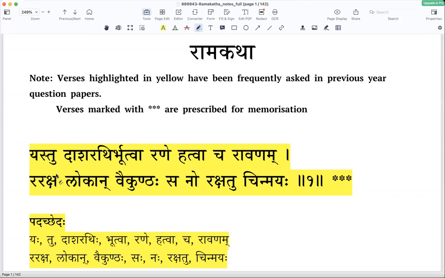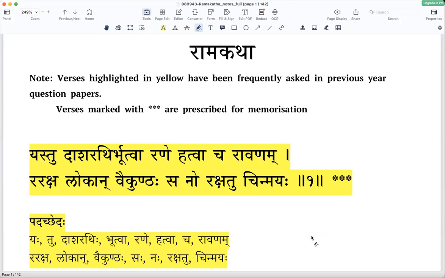Yastu dasharathir bhutva ranehatva charavanam raraksha lokan vaikuntah sano rakshatu chinmayah. So all of these shlokas are in Anushtup chandas, which is a very common chandas that you will find in Mahabharatam, Ramayanam, even Gita. Many shlokas will be there in Anushtup chandas. So it's a very simple meter. So we don't need to go into the meter lakshanas and all that. All we need to do is split and then find the anvaya. Anvaya kramam is important here.